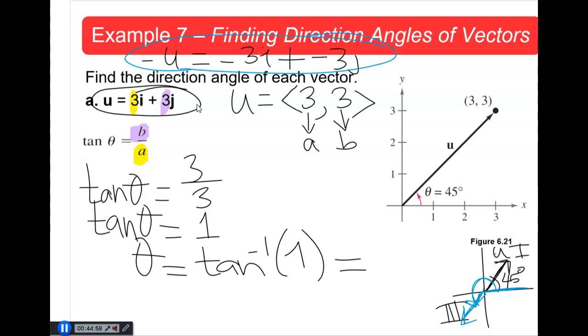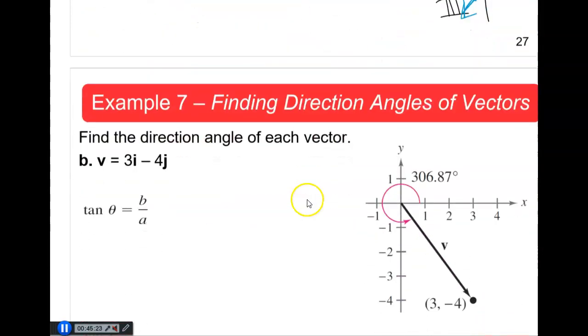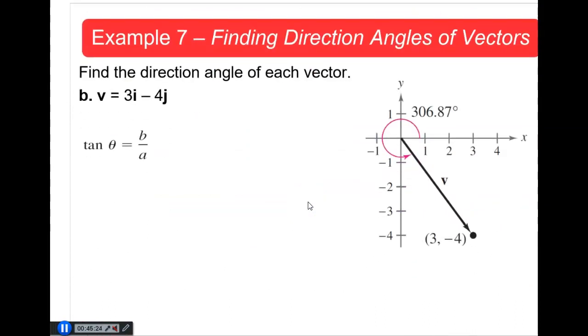But in this case, we're sticking to quadrant 1, and a very good idea is to actually plot the points. Remember that those numbers are giving you the terminal point of the vector. So if you plot 3, 3, you know for sure that you're going to be in quadrant 1. So the direction angle is 45 degrees. If WebAssign wants your answer in radians, make sure you enter pi over 4. So let's do another one here.